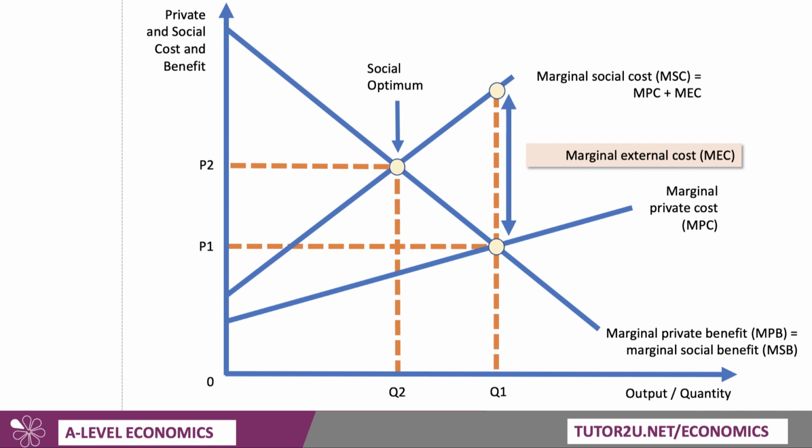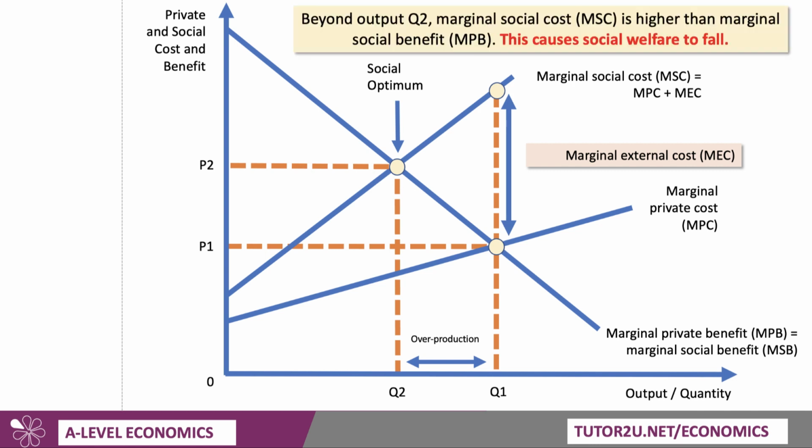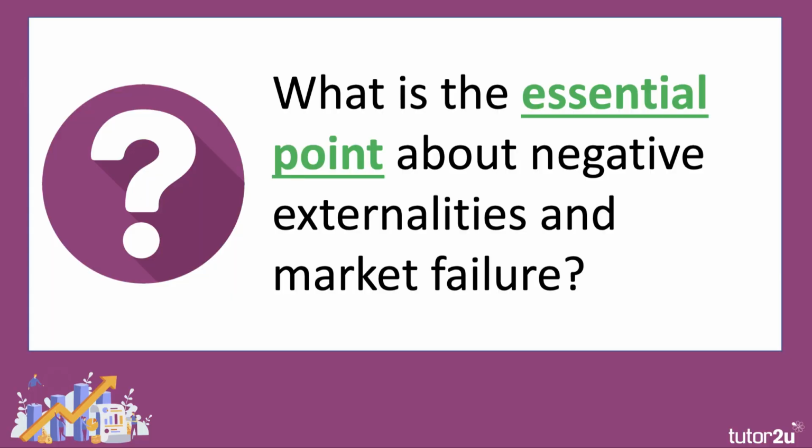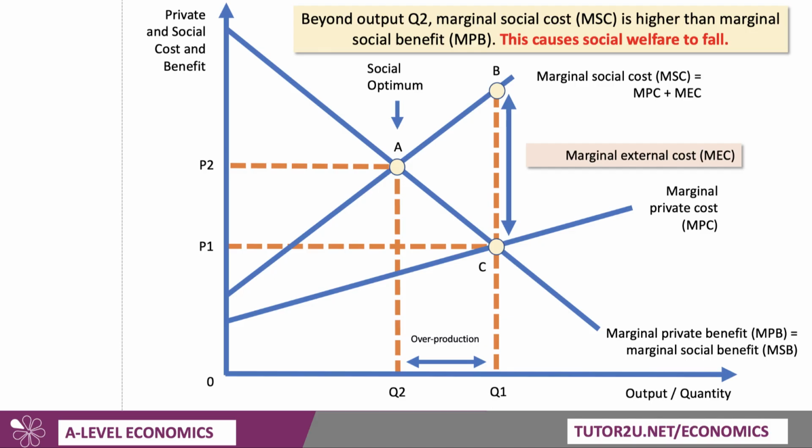So the fact that the social optimum is different to the private optimum means that there is a market failure, and there's an overproduction equal to the output distance Q1 to Q2. So there's a market failure, and of course beyond output Q2, social cost is greater than any marginal social benefit. That causes social welfare to fall. So let's label those points ABC. Therefore ABC becomes the social welfare loss.